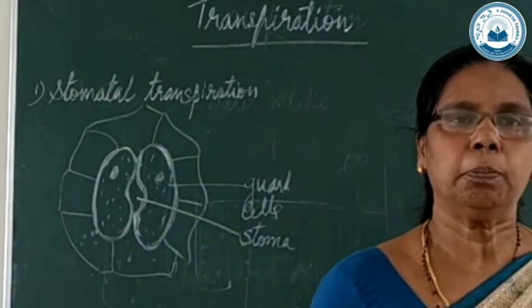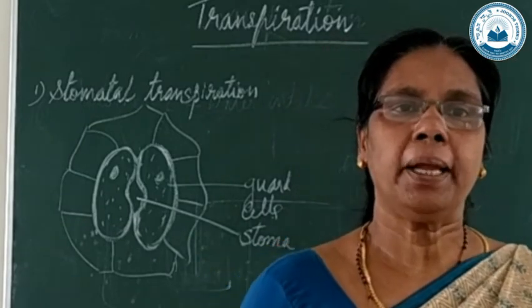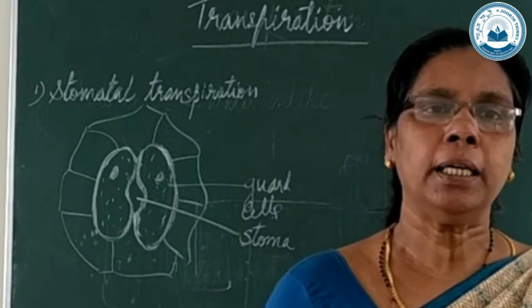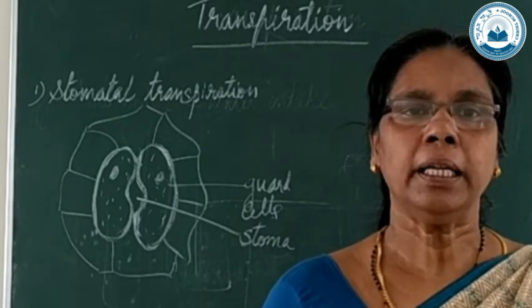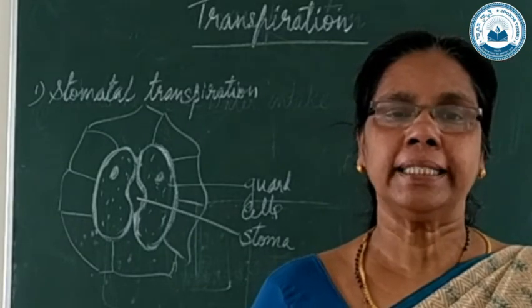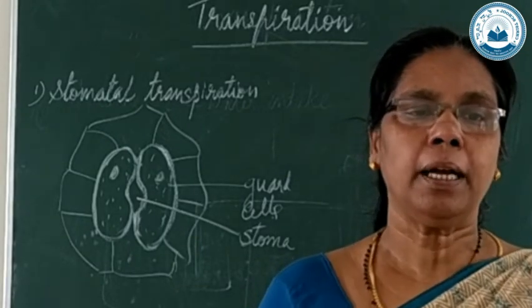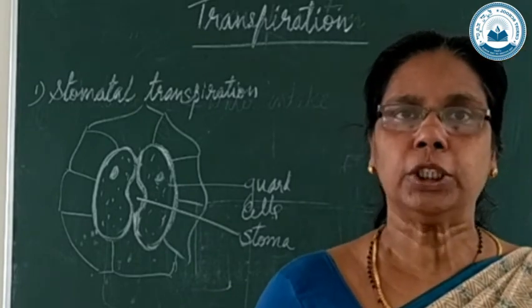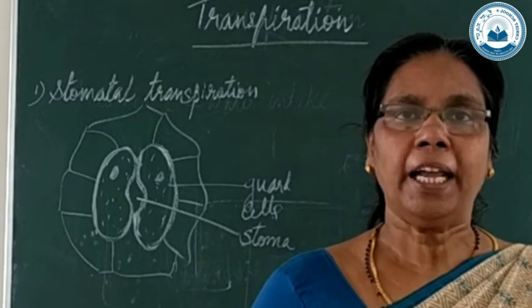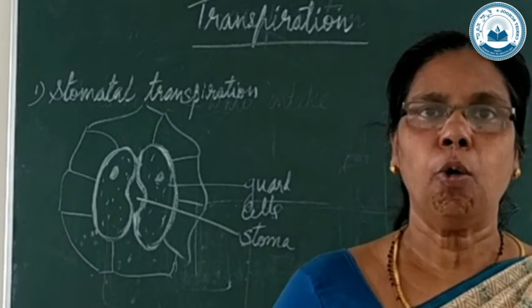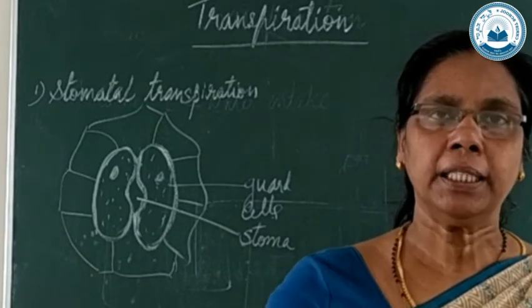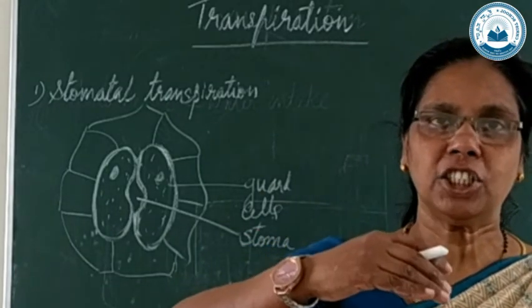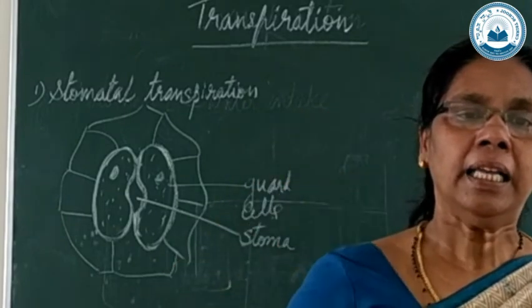Then how does it take place? You can see that in stomatal transpiration, the water escapes through the stomata of the leaf. So water escapes through where? Through the stomata of the leaf. From the roots, using root hairs, the plant absorbs water. Then through the xylem vessels it reaches the stem, then it reaches the leaves.